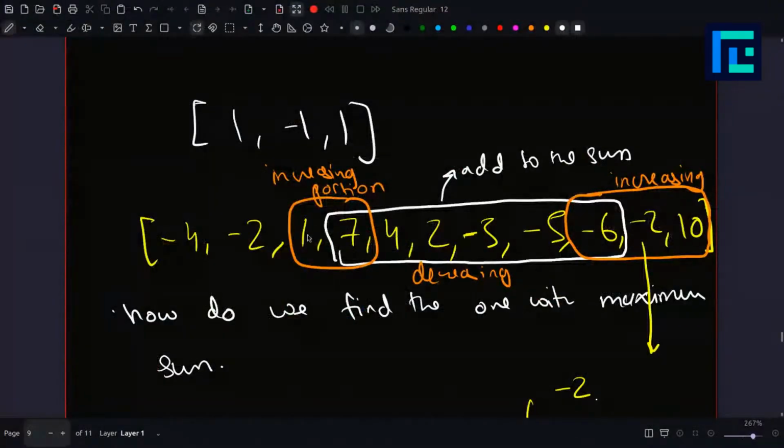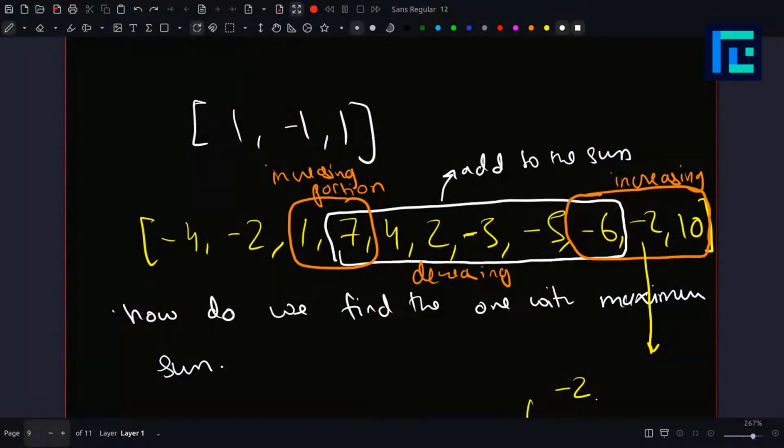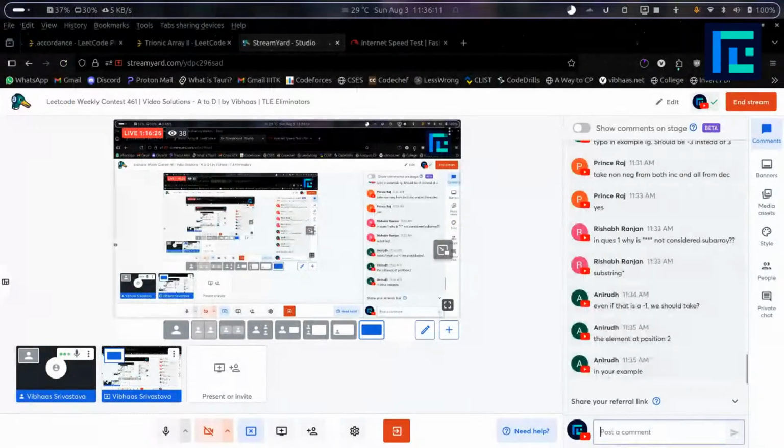Yes, Anirudh, even if it is minus 1 over here, you have to take it because we need at least one element in the increasing portion. You are correct. Even if this was a minus 1, we would still have to take it because we need increasing followed by decreasing followed by increasing. So at least one increasing position must be taken, otherwise it would not be a trionic subarray.